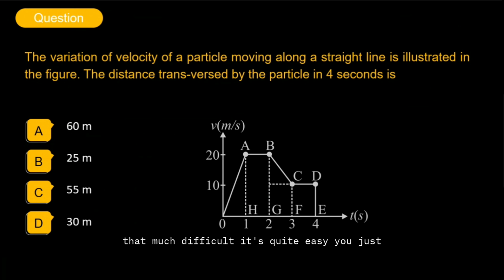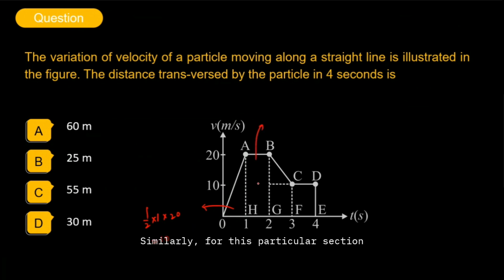So it's not that much difficult. It's quite easy. You just need to find out area. What I suggest you while solving such questions, just solve the area of individual sections. Like this section, if I talk about, is a triangle OAH. So the area of triangle is half times base times height. So it is approximately half into 1 into 20. That is going to be 10.